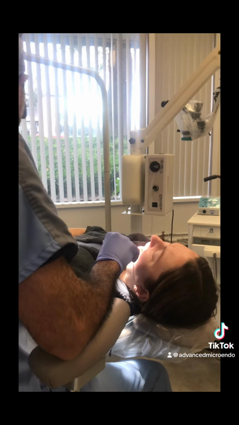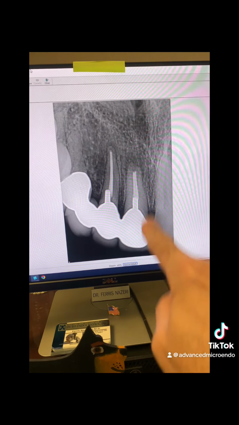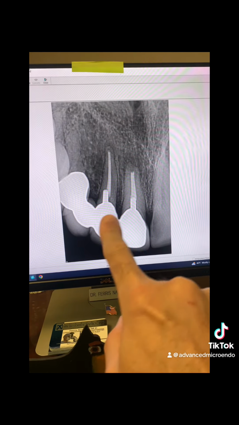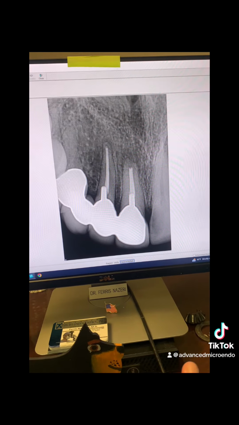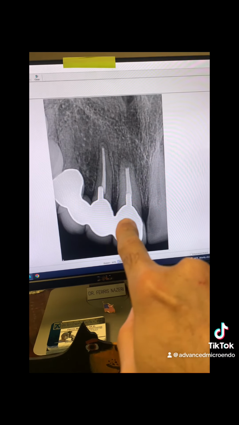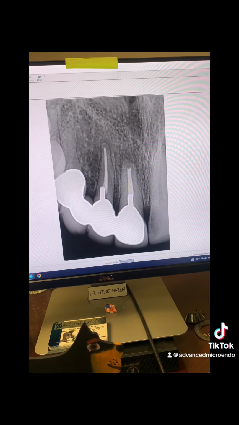Sensitive. Okay. This patient was referred to me for endodontic retreatment of tooth number 8. These root canals were done when she was very young, many years ago, so there was trauma to these teeth, and her dentist at the time did these root canals.